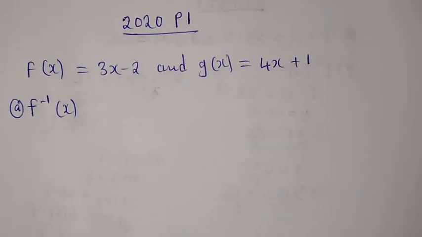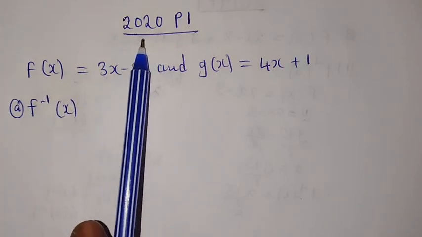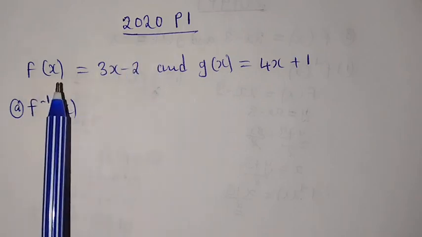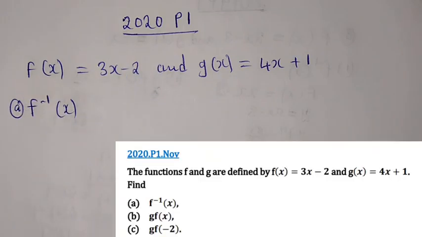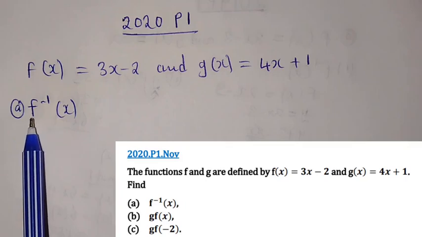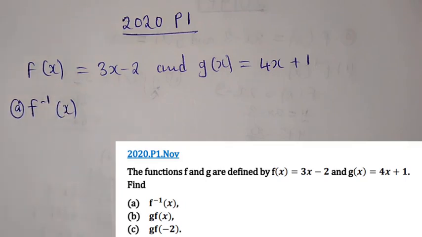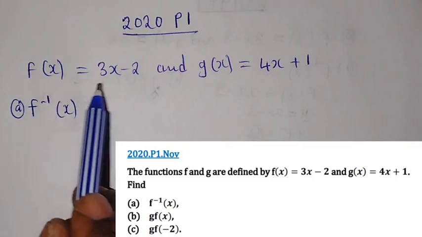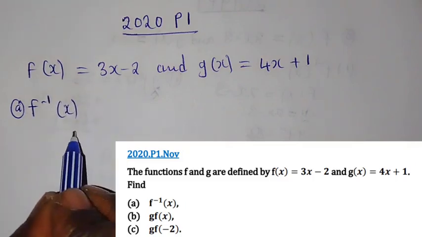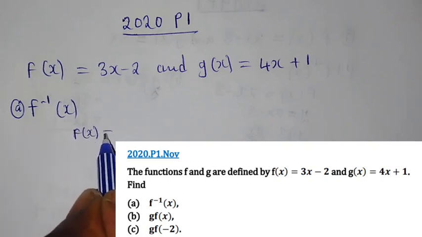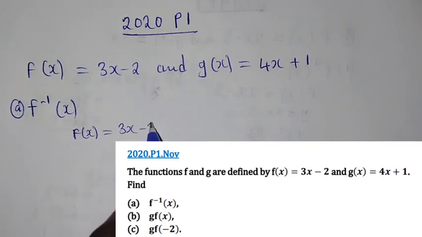Alright, so we've now come to our second question. So this is a question that came in Mathematics Paper 1 for 2020 under the same topic, functions. So the question reads, the functions f and g are defined by f of x is equal to 3x minus 2 and g of x is equal to 4x plus 1. Find, so question A, we need to find the inverse function f inverse of x. So to find the inverse of x, we are going to take note of this function which we have. So the function f of x is equal to 3x minus 2.